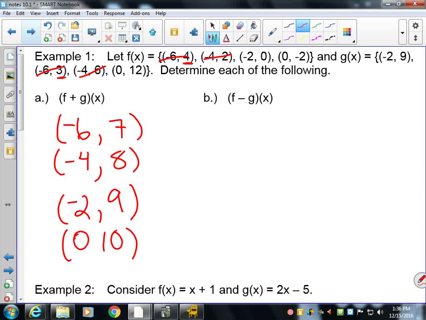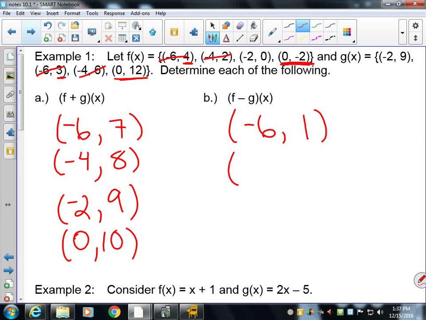Okay, because this is saying f plus g of x. So the x value stays the same, but the y values you're adding. What's going to go on here? What if it said g minus f? Then you pick the g's first, then subtract the f's. Okay? But because it says f minus g, we're going to pick out the f's first. So negative 6, the f was 4. 4 minus 3 is 1, okay? From this 0, 12, and this 0 and negative 2. Negative 2 plus 12 is 10.